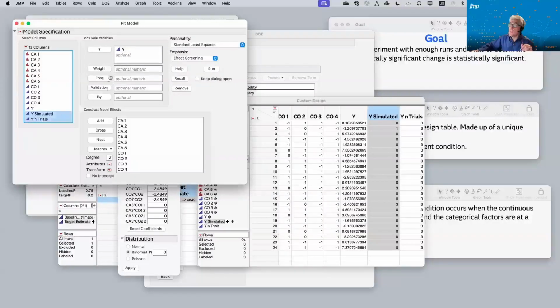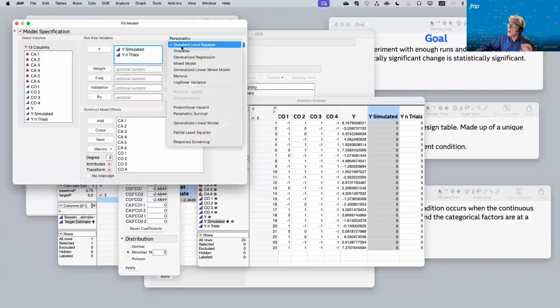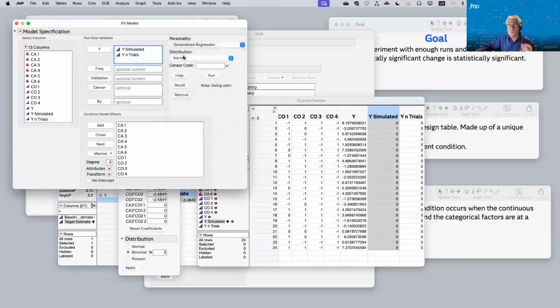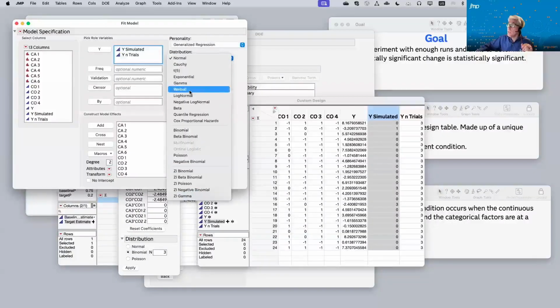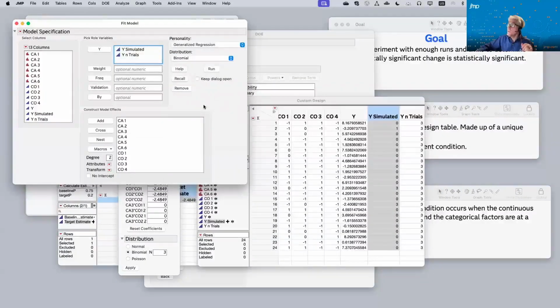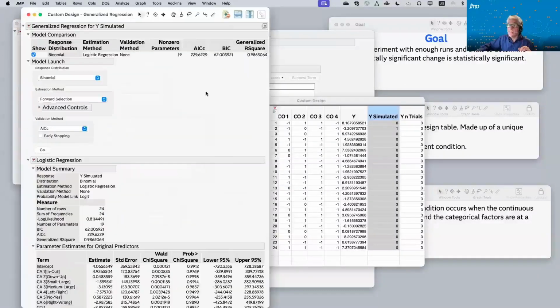In this case, you need to remove what JMP puts in there. You need to put in your 2 columns, your simulated column versus your number of trials. I'm going to choose generalized regression, and I'm using the binomial distribution. I like to keep my dialog open in case I have to come back to it. Then I'm going to click Run. At this point, by default, JMP is going to put in all of my effects, so let's do some kind of model reduction.